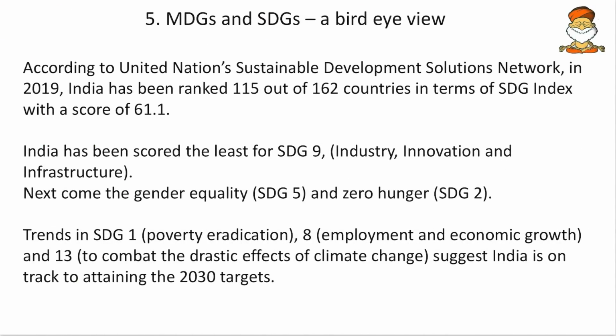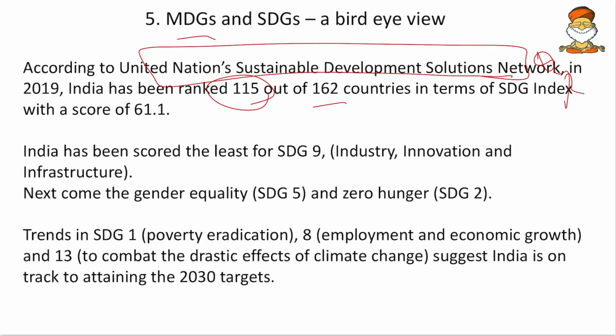And then, according to the United Nations Sustainable Development Solutions Network, in 2019, India has been ranked 115 out of 162 countries in the SDG index. So from the Millennium Development Goals, we came to the Sustainable Development Goals. Currently the rank of India is 115 out of 162. But obviously UPSC will not ask the ranking of India. So here make sure that the SDG ranking is given by the United Nations Sustainable Development Solutions Network. So mark this as important.